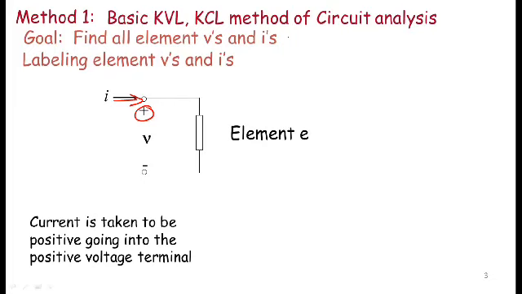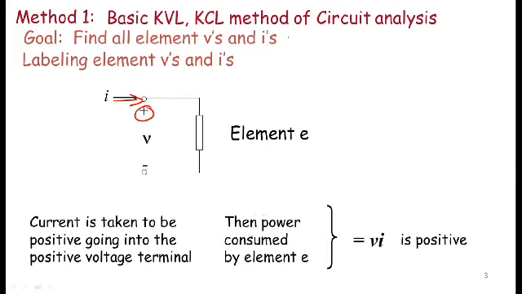So whenever you have a choice of being able to do something 10 different ways, it is just good to be disciplined and use one technique all the time so that you just don't make mistakes. Now, one benefit of taking the current to be going into the positive terminal of the element is that the power consumed by the element, which is given by VI, is positive. Okay, so if you choose your convention of the current going into the positive terminal, then the power consumed by the element VI is going to be positive.